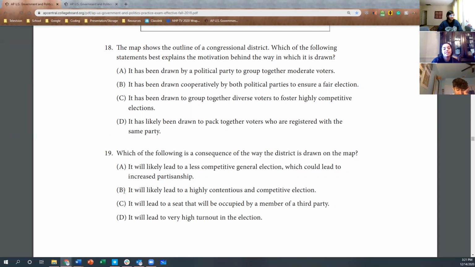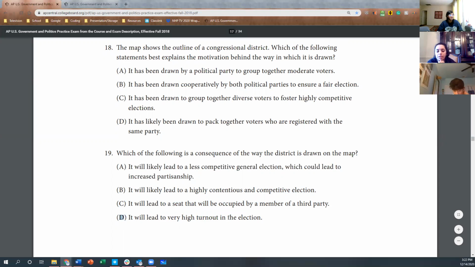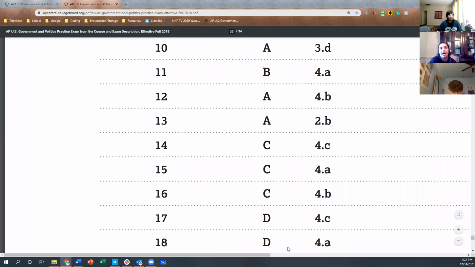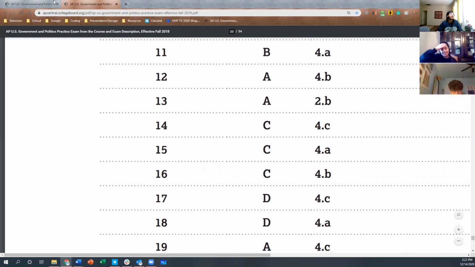That's my reasoning. But we can read. Okay, that makes sense. Highly contentious and competitive. I don't know if it'll be, but it won't be competitive. Lead to a seat that is occupied by a third party. Nope. High turnout. I don't see how that has to do with it. Yeah. Okay, that makes sense. So A then? Okay. I was thinking like bipartisanship, and so okay.